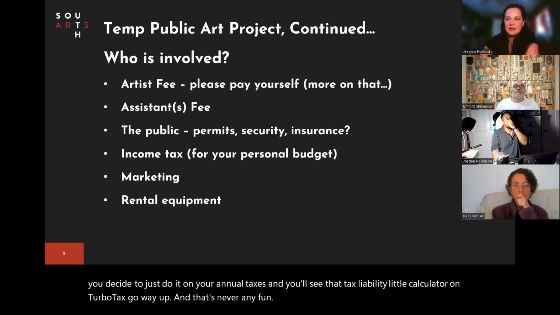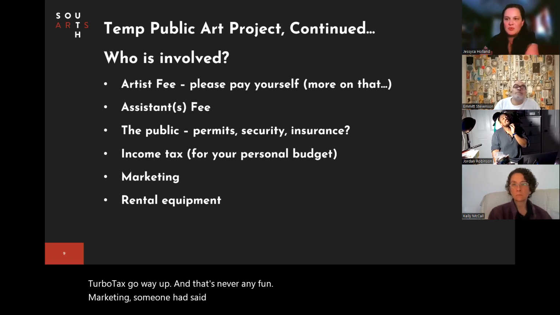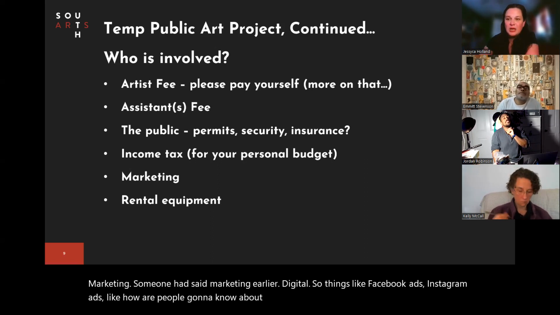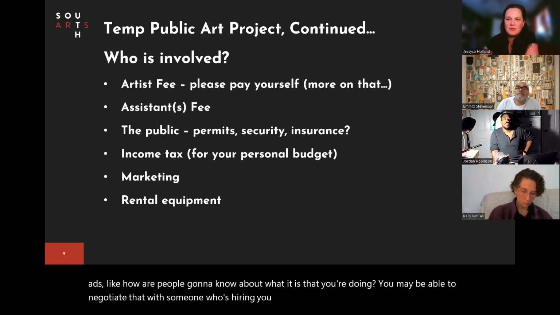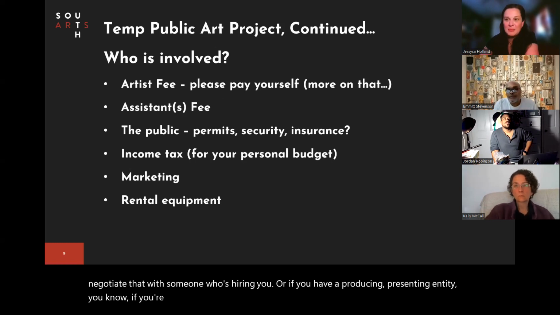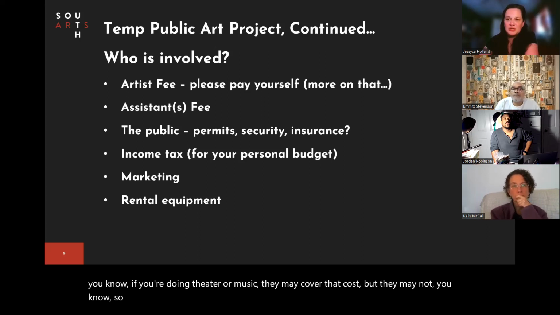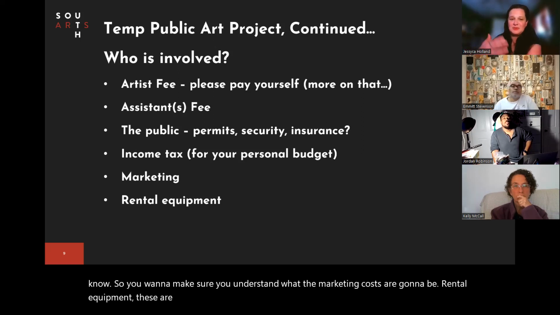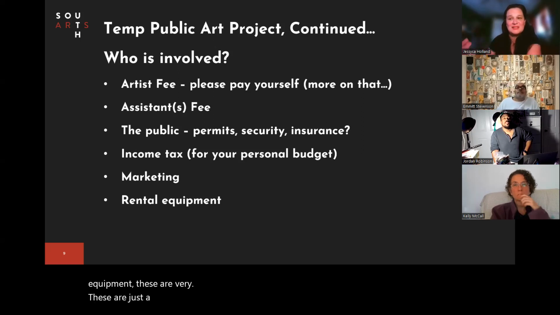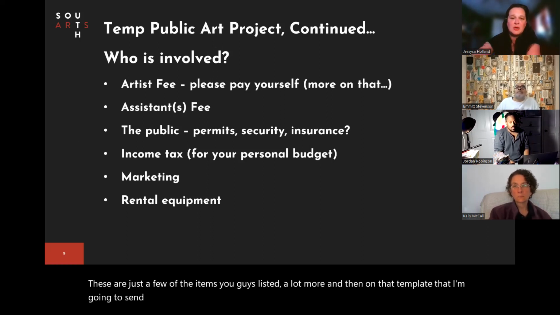Marketing. Someone had said marketing earlier, digital. So things like Facebook ads, Instagram ads. How are people going to know about what it is that you're doing? You may be able to negotiate that with someone who's hiring you, or if you have a producing, presenting entity. If you're doing theater or music, they may cover that cost, but they may not. So you want to make sure you understand what the marketing costs are going to be. Rental equipment. These are just a few of the items. You guys listed a lot more, and on that template that I'm going to send you are other considerations as well.